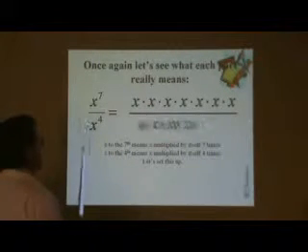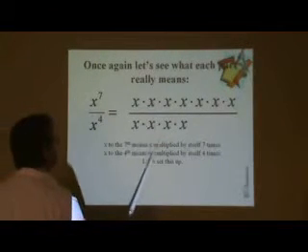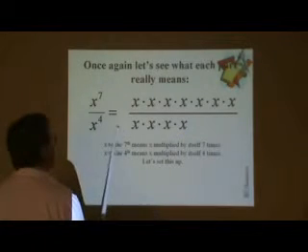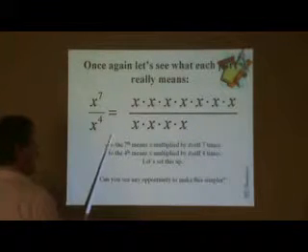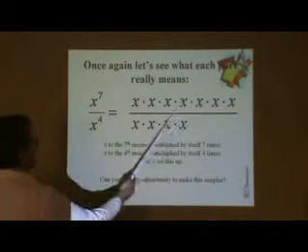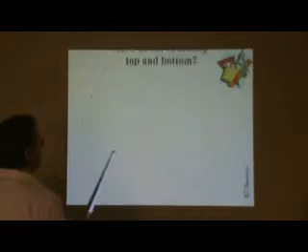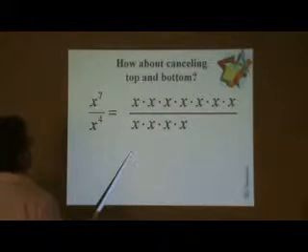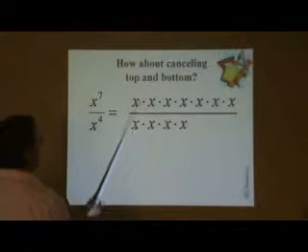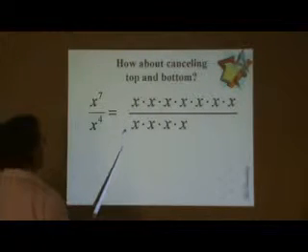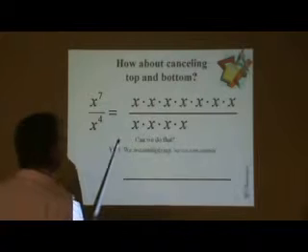What does x to the 4th power mean? x times x times x times x. Does anybody remember that we can simplify a fraction if we have the same thing on the top and the bottom? Of course we can. We can cancel top with bottom. If the top and the bottom of a fraction are the same thing, they equal 1 and they can be canceled out.